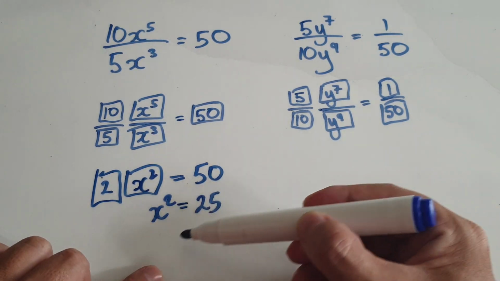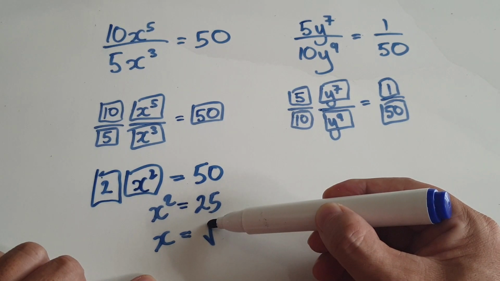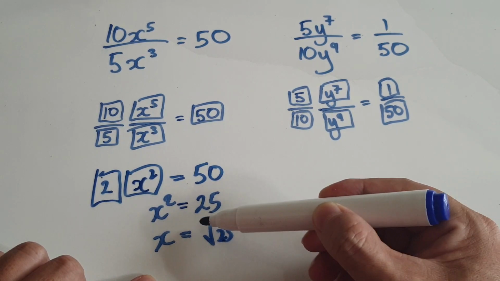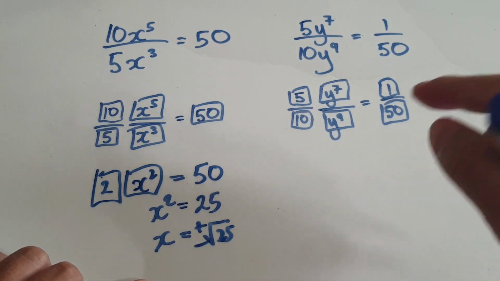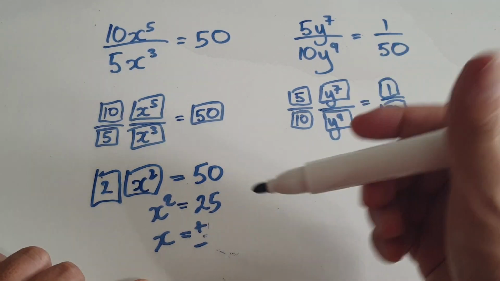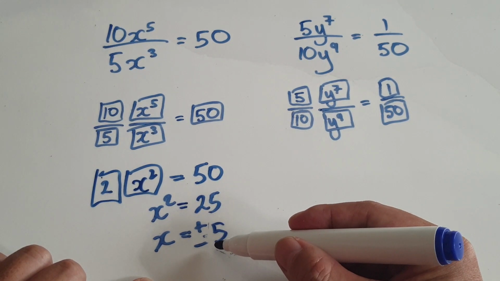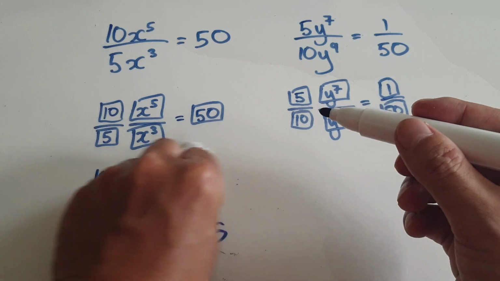So now square root both sides. When you square root both sides, you get the positive version and the negative version. Well, square root of 25 is the number 5. So that means x could be positive 5 or it could be a negative 5. So that one's done for the first one.